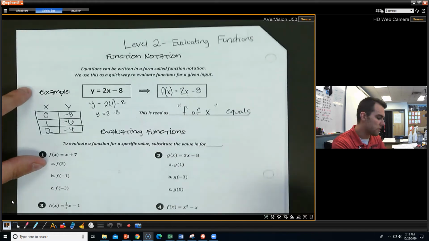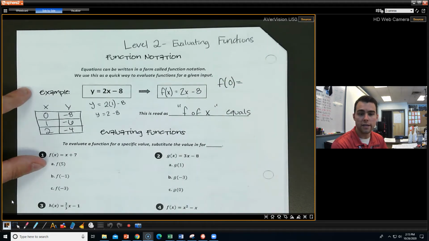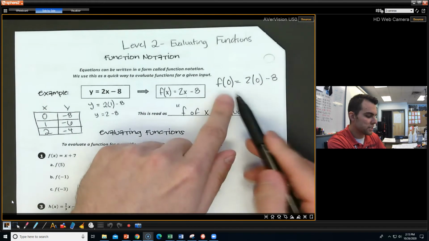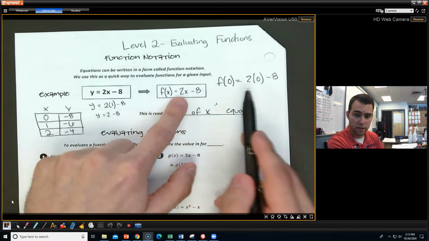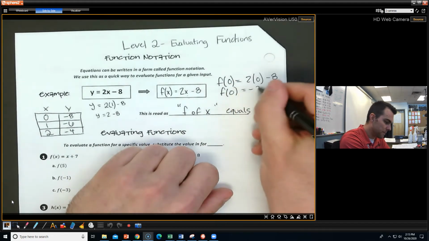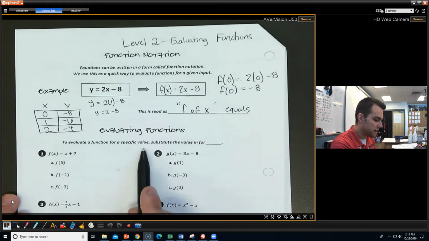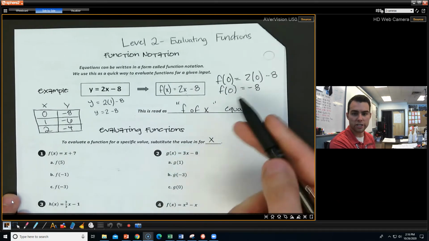But how you would write it now is I can write it like this. f of 0 equals, and now it's going to be 2 times 0 minus 8. Now you can actually see exactly what you're plugging in, because instead of x now, you're plugging in 0. And the same thing happens. f of 0 equals negative 8. That has not changed. So what we're going to do now is we're going to evaluate functions, okay? So to evaluate a function for a specific value, we're going to substitute that value in for x, like we just did up here, okay?